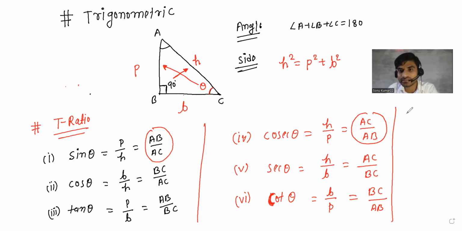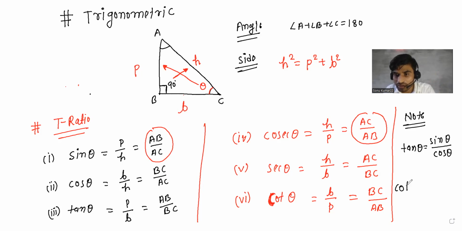So we have discussed all trigonometric ratios. Here tan theta, we can write as sin theta upon cos theta. Tan theta is the ratio of sin theta upon cos theta. That's why I am writing here P by H and B by H. If you divide it, we are getting the P by B value. Similarly, cot theta is the reciprocal of sin theta upon cos theta. You can write cos theta upon sin theta.